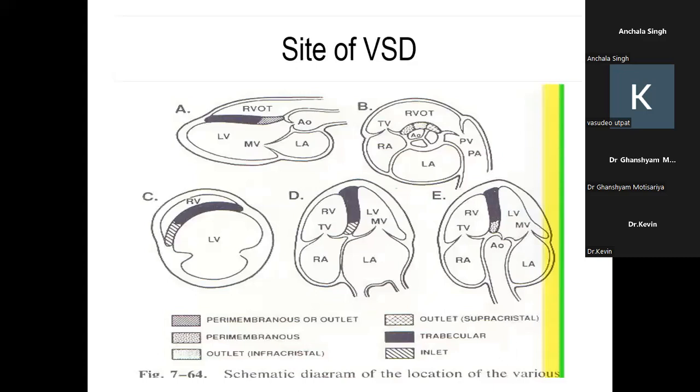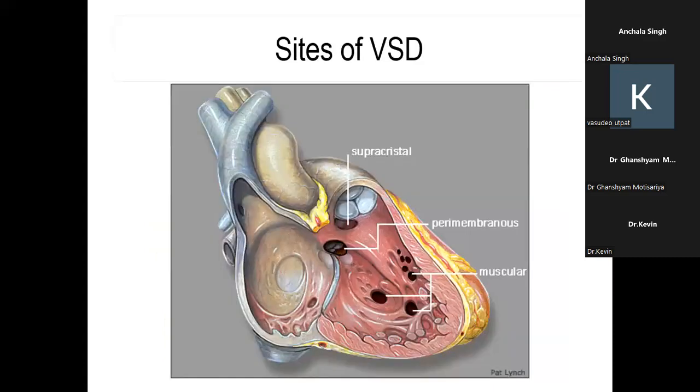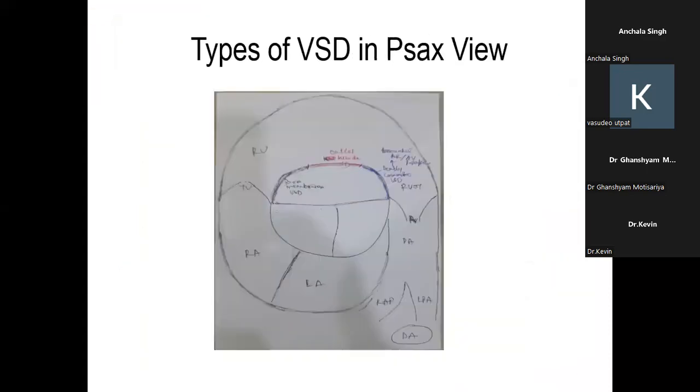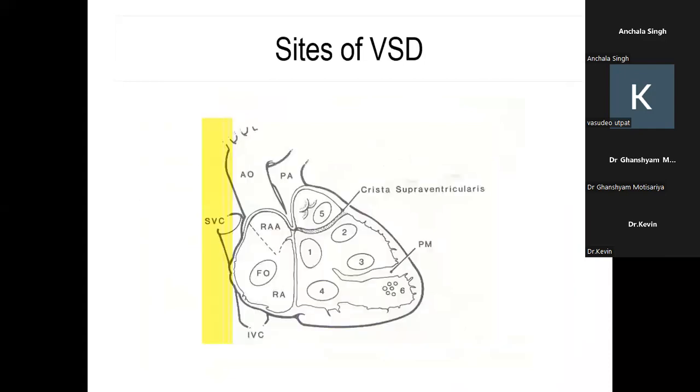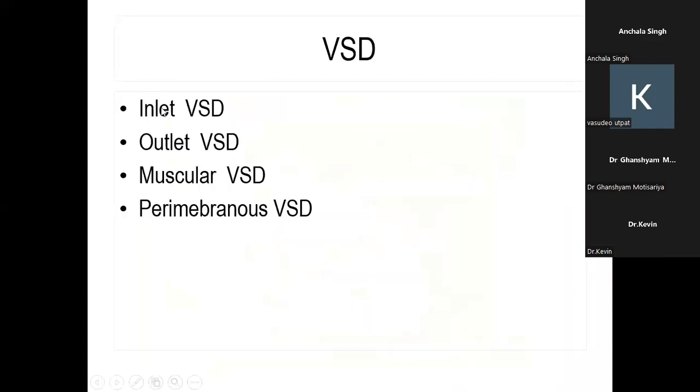Look, the best part of a VSD, what we remember in our day-to-day practice, is this: it is how we remember our VSDs. We call them inlet, outlet, muscular, and perimembranous. How do you look for these?